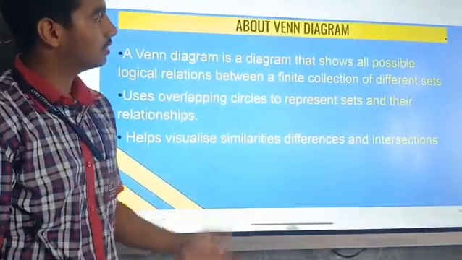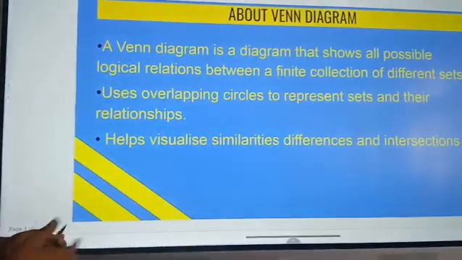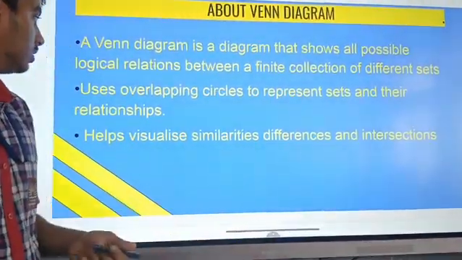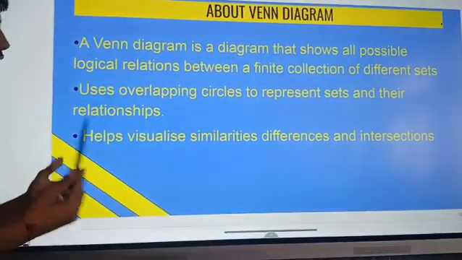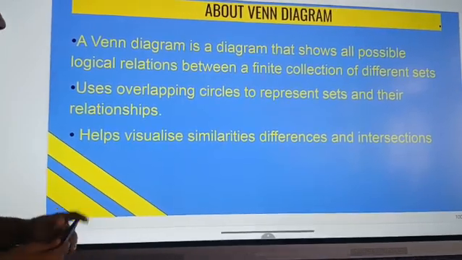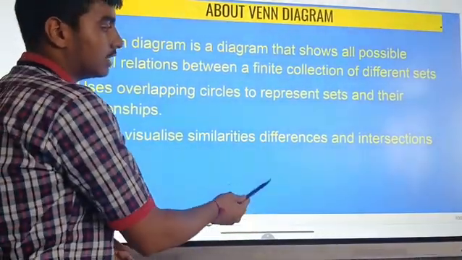A Venn diagram is a diagram that shows all possible logical relations between a finite collection of different sets. It uses overlapping circles to represent sets and their relationships. It helps visualize similarities, differences, and intersections.